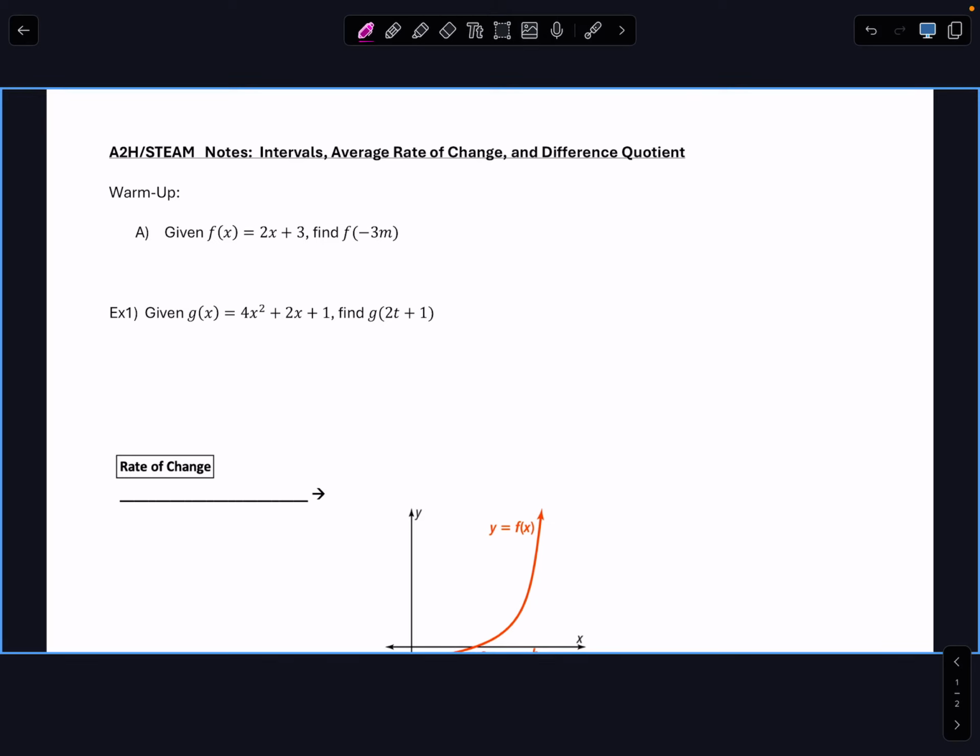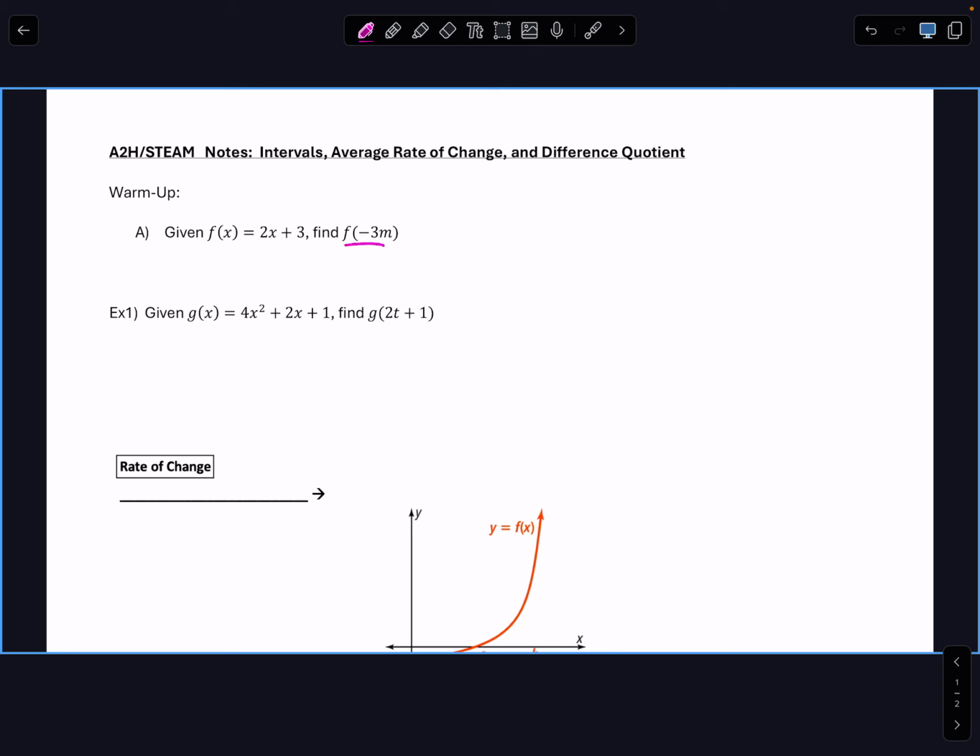Today is Algebra 2: intervals, average rate of change, and difference quotient. So we're going to start off with a warm-up on function notation because it helps with the difference quotient. We've been building up our skills using function notation so that we can get to this difference quotient today.